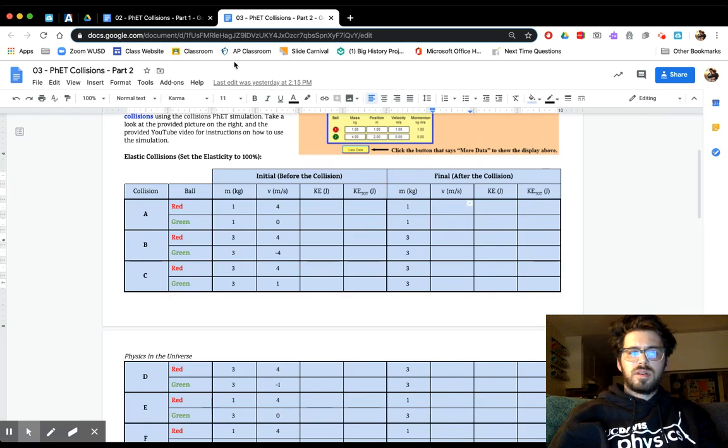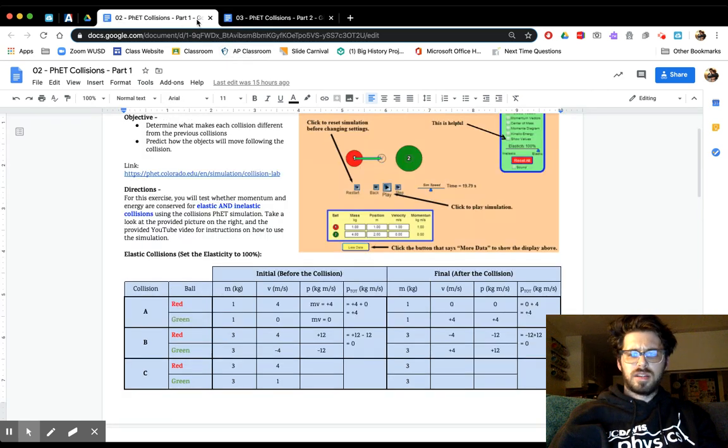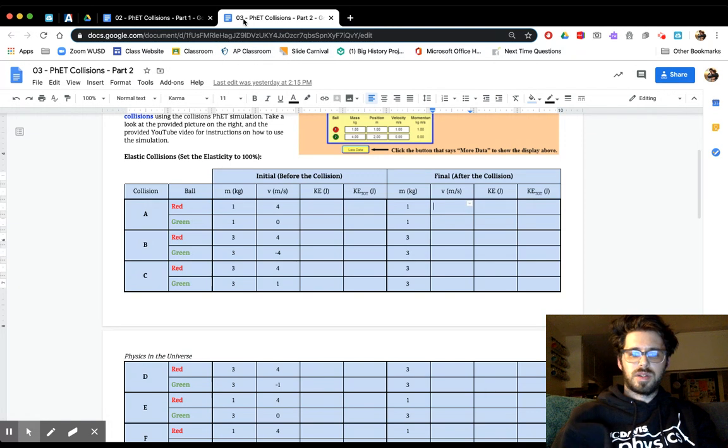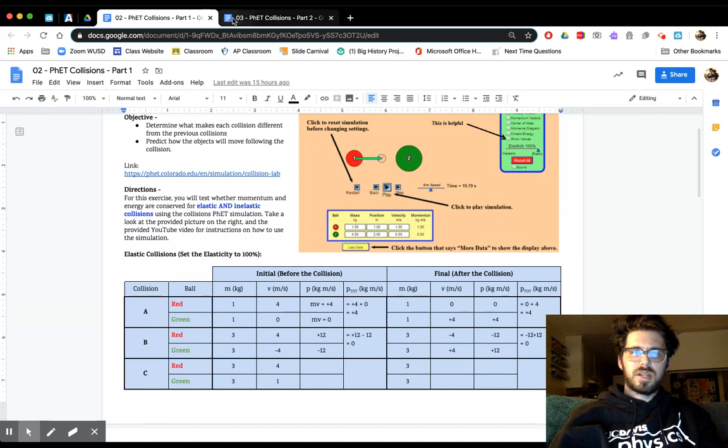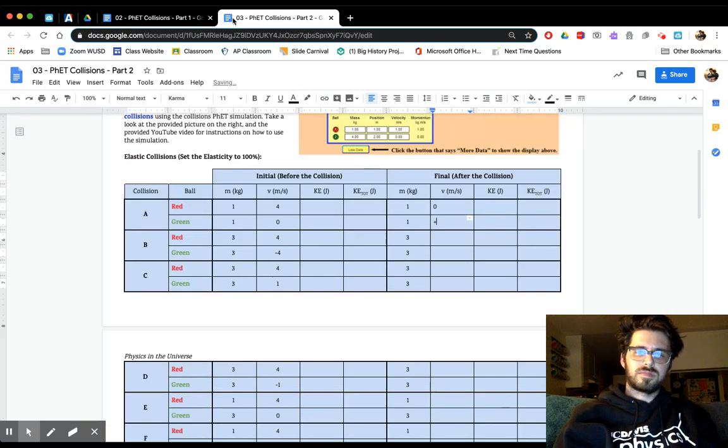For collision A, after the collision, if I go back and look, it went to a speed of 0. So I'll plug 0 in. And it went to a speed of positive 4. Then I'll do the next one for you. If I remember correctly, this became negative 4, and this one became positive 4. Go ahead and double check that. Oh, my memory served me correctly. Good. Let's go ahead and center these.